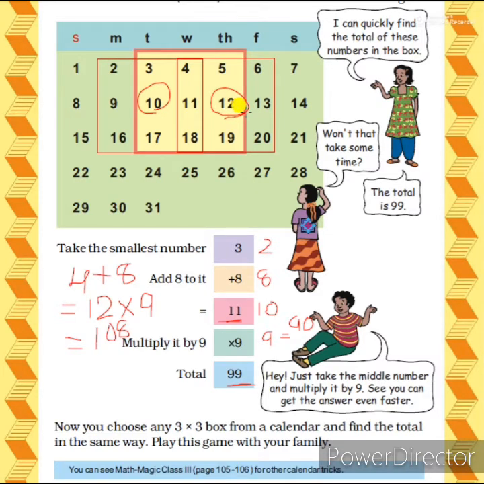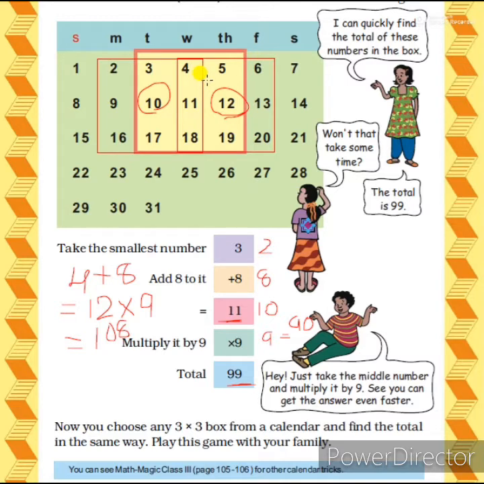And the next easy method is to take the middle number. That middle number is 12. 12 multiplied by 9. Directly you can multiply by 9. Take the middle number, multiply by 9, and you will get the same answer, 108. This is another method of finding the sum of the numbers in 3 into 3 boxes.